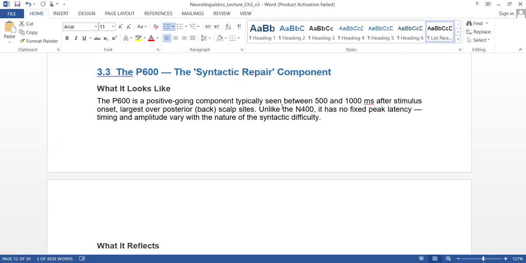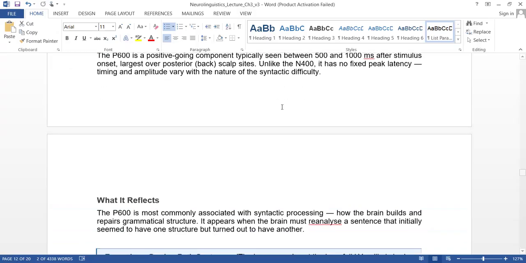So, for example, the N400 peaks at 400 ms, usually. But here it's not fixed, and it depends on the nature of the syntactic difficulty, but it measures syntactic comprehension. This is what you have to keep in mind.